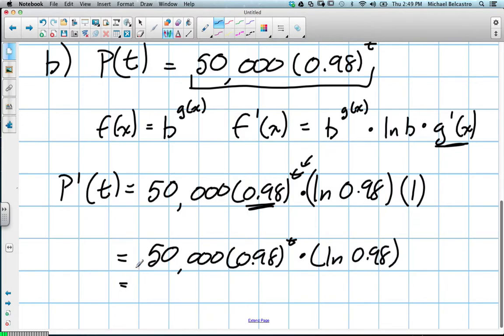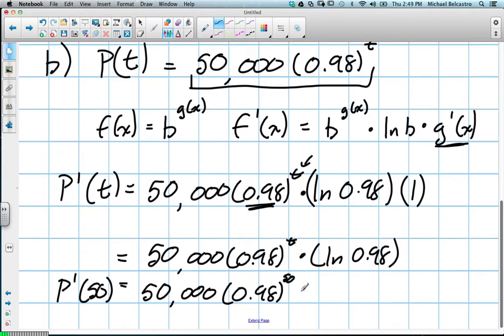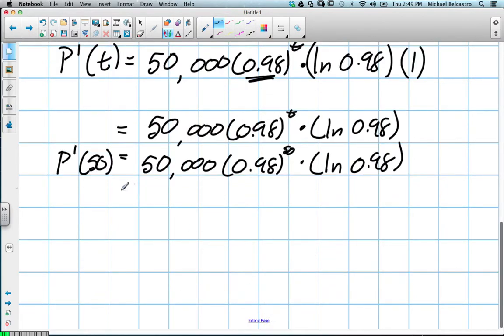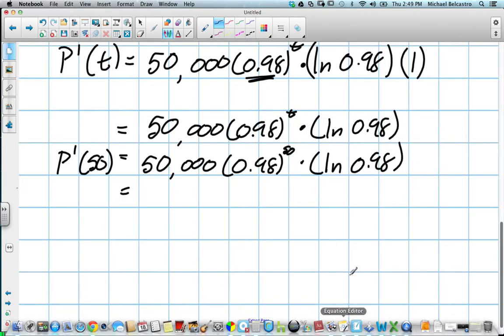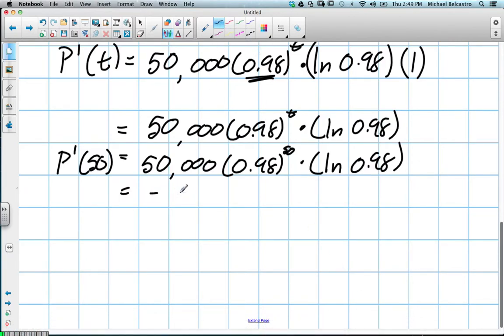Now, they wanted the rate of change at this specific year, which means p prime t, where t is 50. So 50 years down the road, what was the rate of change? We plug in 50 for our value of t. So 0.98 to the power of 50 multiplied by ln 0.98. Anybody have a calculator that can help us out? I'll try it on there. Negative 0.02. Okay.